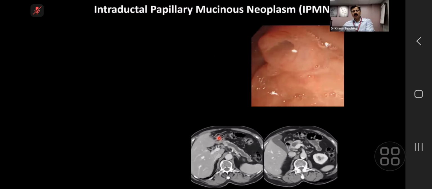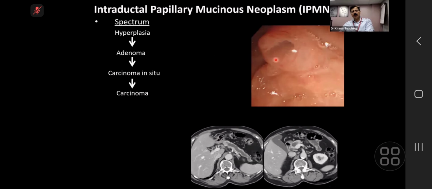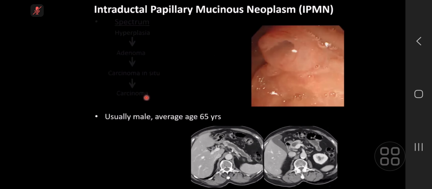Main duct type IPMN is, as the name tells you, a mucinous neoplasm which arises within the main duct. If you do an endoscopy, you will see mucin coming out like this if you are an endoscopist, and the concept is that main duct type IPMN can also convert to a carcinoma. So you have to be careful.